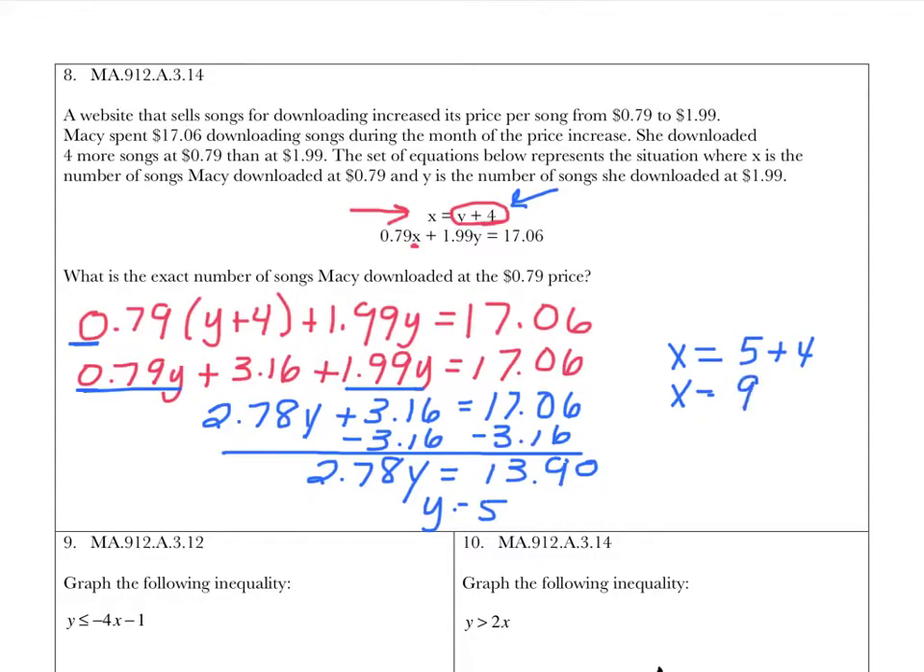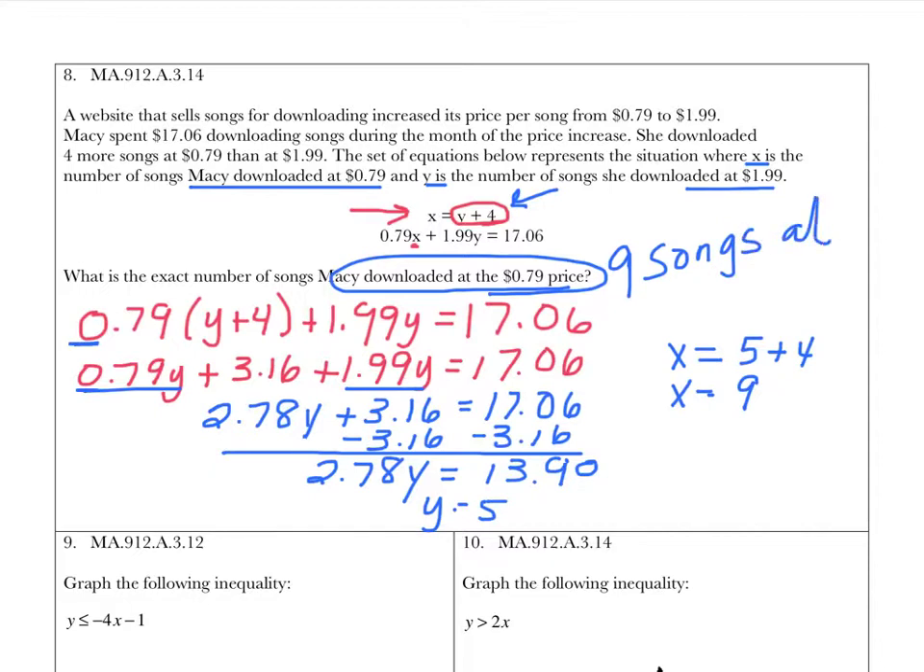Now, what do x and y mean? So we have to look up here. That's where you do have to look into the equation. X is the number of songs that Mary downloaded at 79 cents, and y is the number of songs downloaded at $1.99. The question is about the 79-cent price, so that's going to refer to my answer of 9 songs at 79 cents.